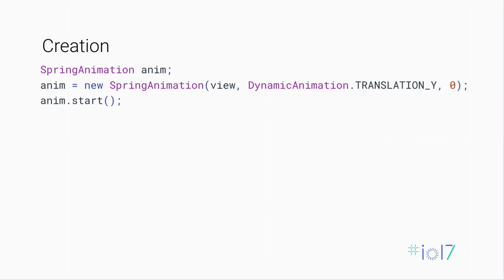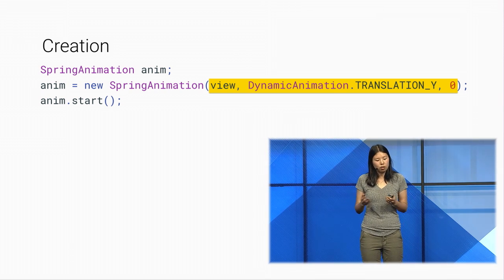In addition to fling animation, we've also introduced spring animation in our new animation system. Now, first, let's create a spring animation. Here, to the constructor of the spring animation, we're going to supply the object we want to animate. In this case, it's a view. But it doesn't have to be a view. It can be any object. And then the property we want to animate, in this case, is the translationY of the view. And then finally, the resting position of the spring.